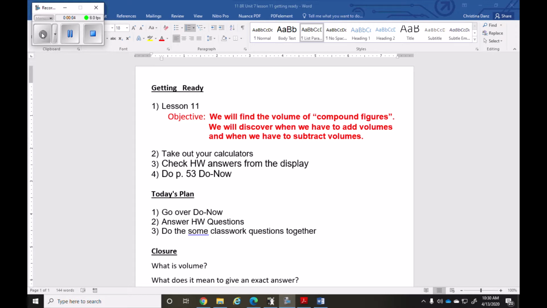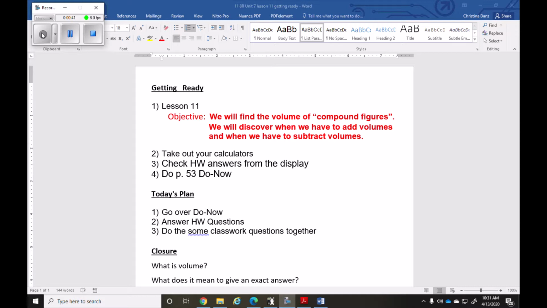So today we're on lesson 11 and we will be looking at some compound figures. With compound figures, sometimes we add volumes together because the figures look like they're stuck together or there are multiple figures within one problem. Other times we actually have to subtract, and that subtraction is because there's maybe a hole going through the shape. So we find the volume of the shape and then subtract away however much volume that hole takes up. You will need your calculators.